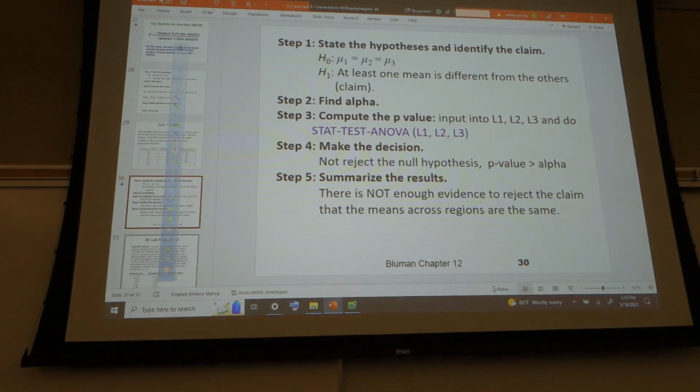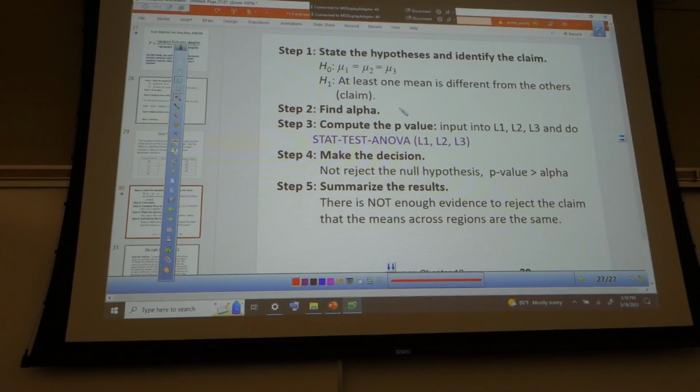All right, so let's see. Step one: H naught is mu1 equals mu2 equals mu3. H1 is at least one mean differs. Step two, write down alpha. What was our alpha? 0.05. Alpha is 0.05. Great.